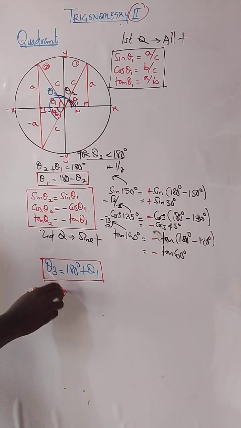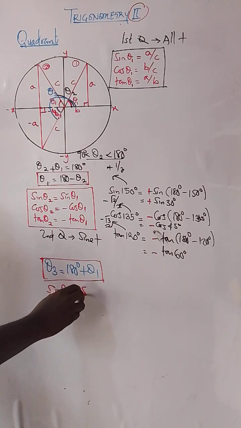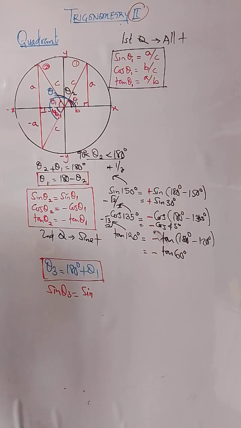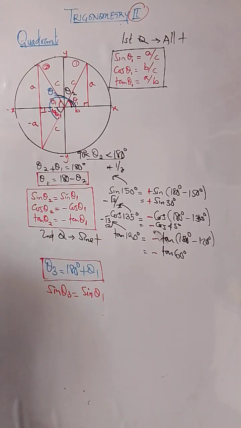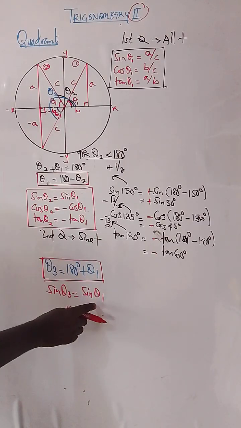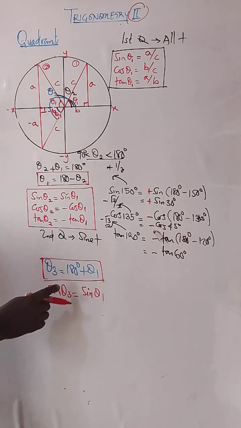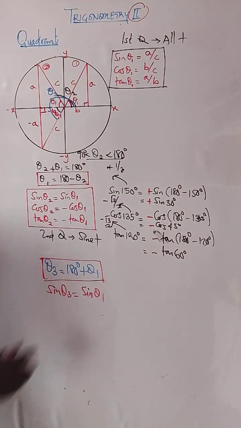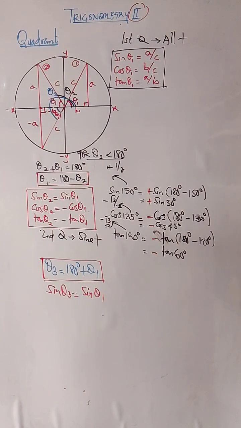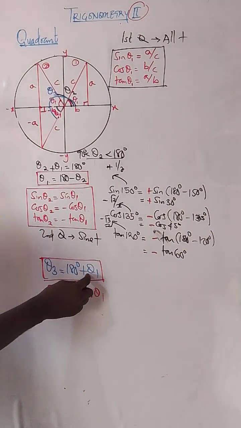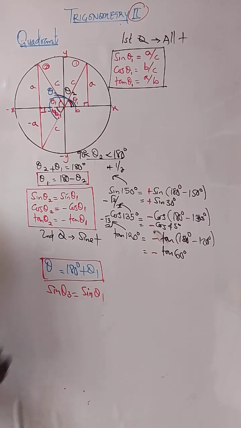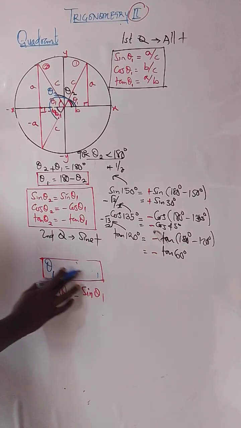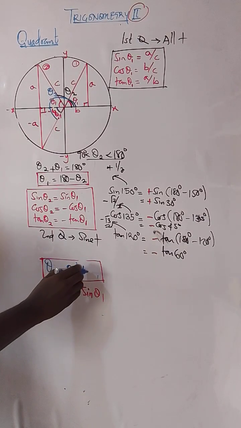So sin theta 3 equals, let's put it here straight, sin theta 1. And how do we get this theta 1? To get sin theta 3, we add 180 to theta 1. Let's make theta 1 the subject. If you make theta 1 the subject, theta 1 equals theta 3 minus 180.